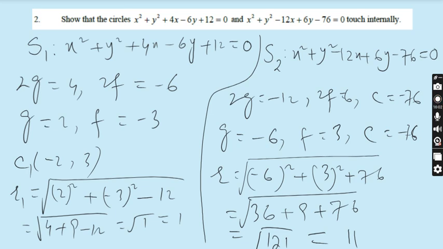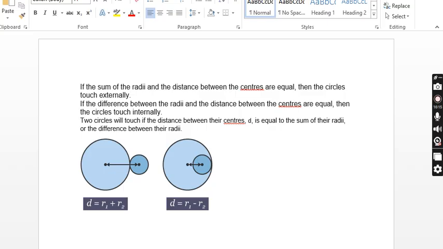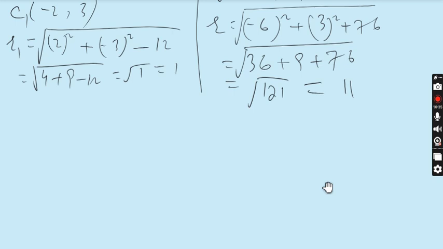R2 root is 11. Now we have to prove that both the circles touch internally. In previous questions, the requirement was that the circles touch externally. So what is the definition? Now see this, the third line. If the difference between the radii and the distance between the centers are equal, then the circles touch internally. And you can see the diagram. D is equal to R1 minus R2. Very easy.